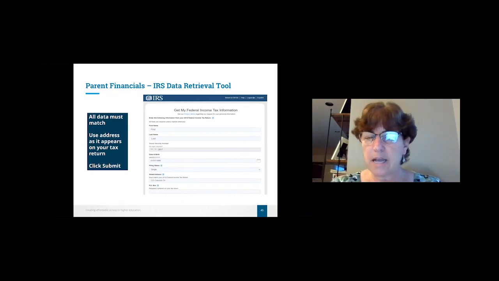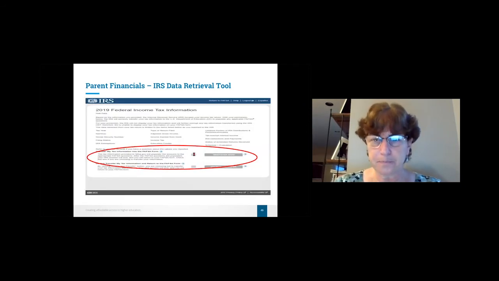The parent then has to enter some information such as the address, and you want to make sure that you enter that the same way as it shows up on the tax return, because if it doesn't match, they won't let you use the tool. And then you'll hit submit. And then you click the box that says you want to transfer your information into the FAFSA form and click on transfer now.